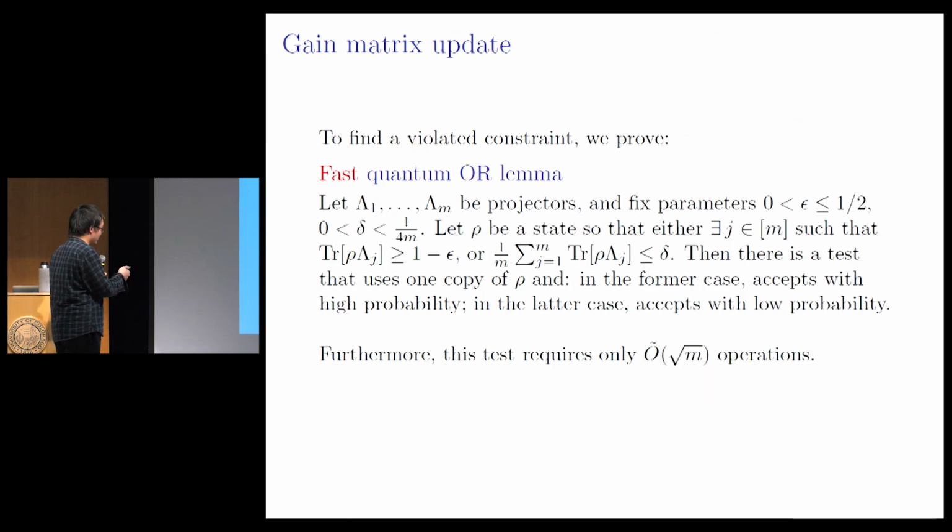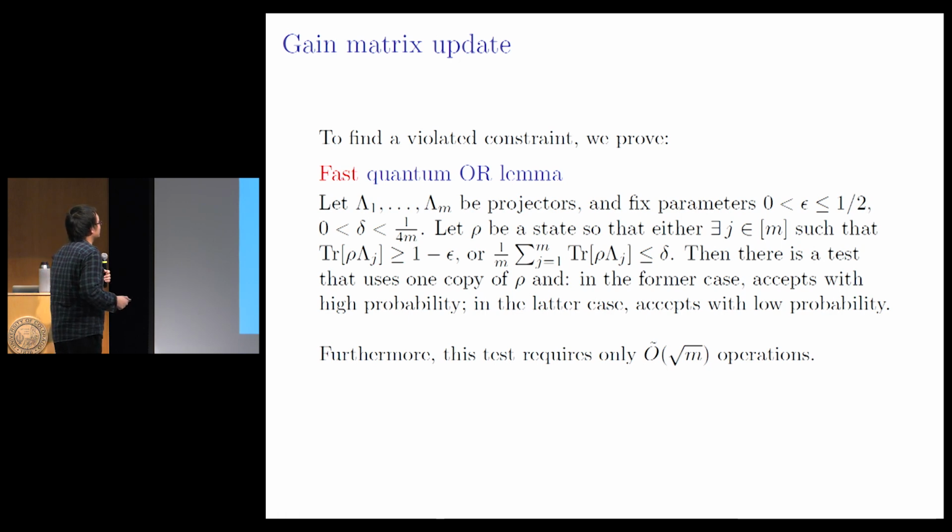So first, about finding a valid constraint. To find a valid constraint, we provide a new technique called a fast quantum OR lemma. Actually, I think the quantum OR lemma result was also presented in a previous QIP talk, but our result here is a fast version, a circuit-efficient version. For this lemma, we have a few projectors, and we also have a density matrix rho here. The traces of this density matrix rho with respect to these projectors are in some sort of OR relationship. That is, either one of the traces is large or the summation of all the traces is small.